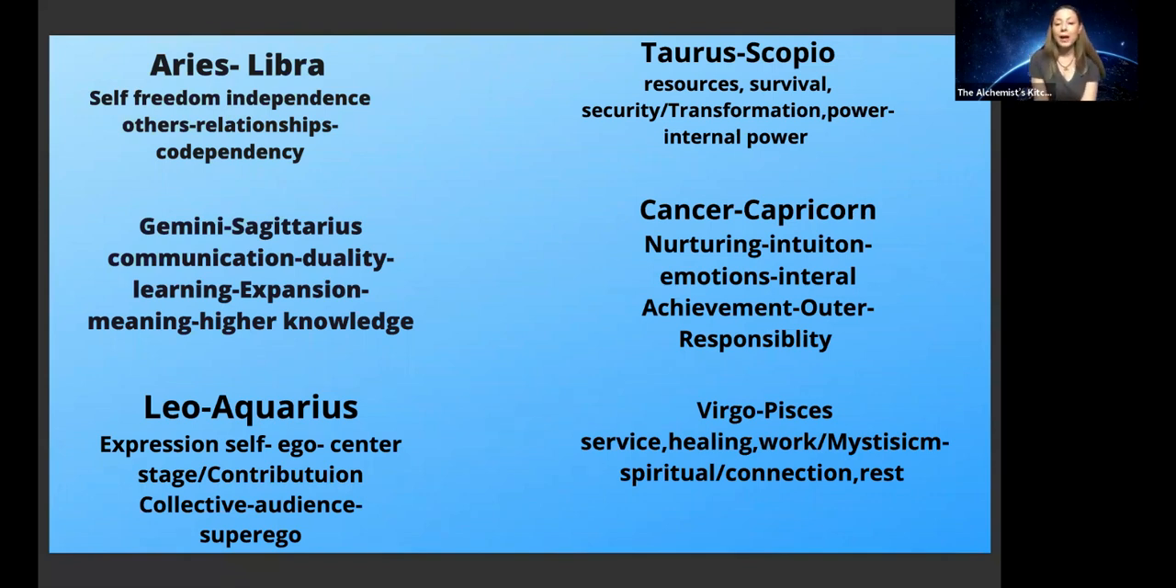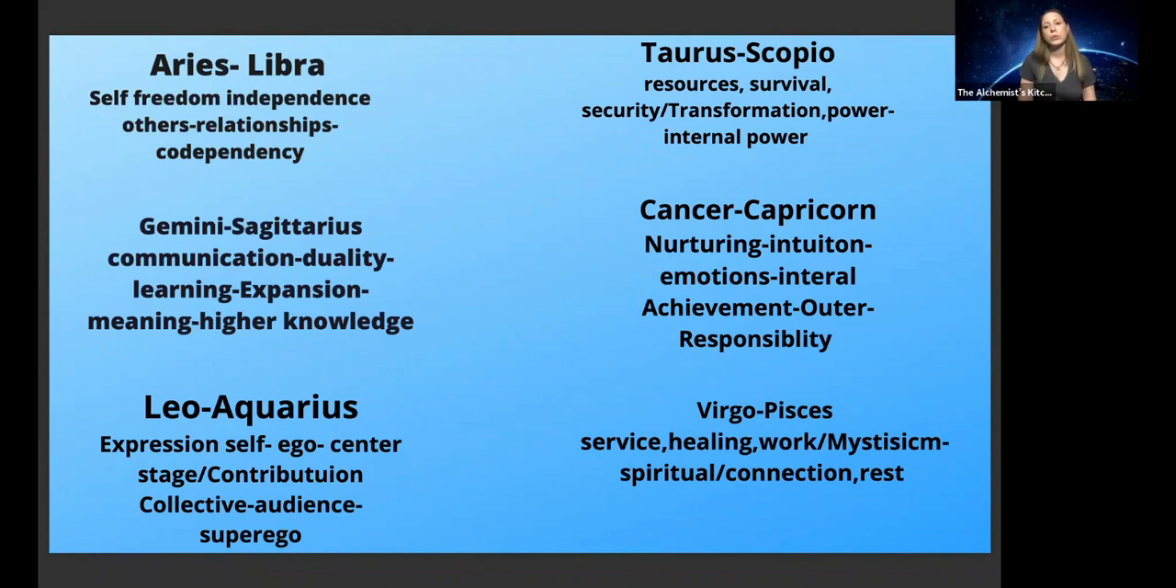And then the Libra axis is about the other person. It's about mastering relationships. It's about codependency. It's about being able to stand in your Aries energy in relationship to other people. It's about using relationships to master the self, to learn about the self. We have the Taurus Scorpio axis.